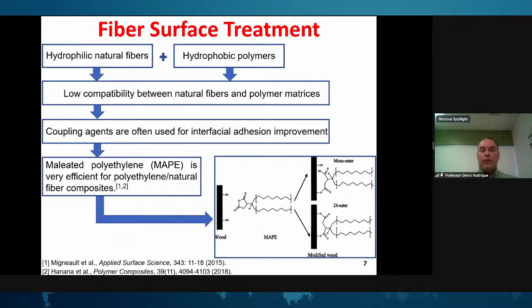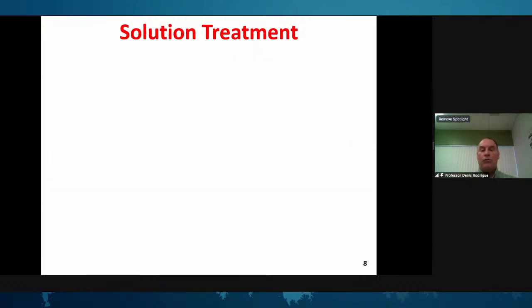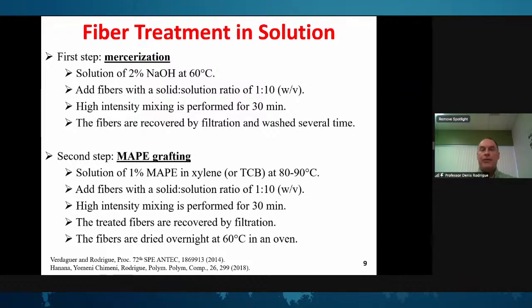So we try to find ways to improve the efficiency of these coupling agents, to reduce the cost and have better mechanical properties at the end. One of the developments that we have proposed in the past, and we are still working on, is to do some kind of solution treatment on the fibers themselves.